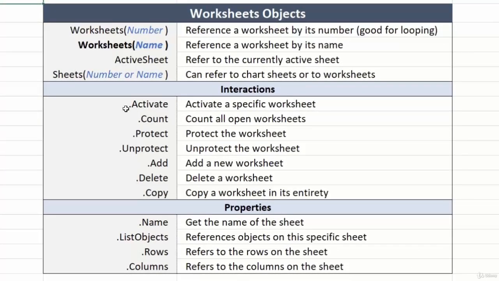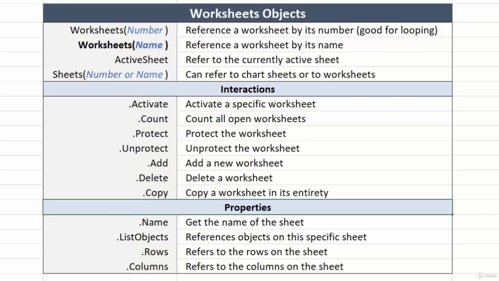Now we can activate and count worksheets just like we can with workbooks. We can also protect or unprotect individual sheets like we could with workbooks, and that's a super helpful tool to use with VBA. You can add sheets, you can delete sheets, you can copy and paste them, all of which is again useful to do in VBA. And again, you can see the full list of interactions you can use with worksheets if you go to Microsoft's help site or look up the worksheet object in the object library.